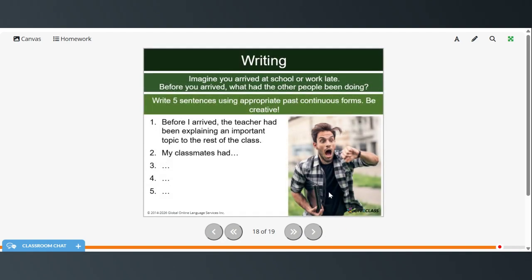Now, this is a writing exercise, and you can do the writing on your own. And if you'd like some feedback, you can put your writing samples in the comments. It says, imagine you arrived at school or work late. Before you arrived, what had the other people been doing? So you should write 5 sentences using appropriate past continuous forms and try to be creative. And here's an example for number 1. Before I arrived, the teacher had been explaining an important topic to the rest of the class. And then you can go forward from there and write your other sentences.